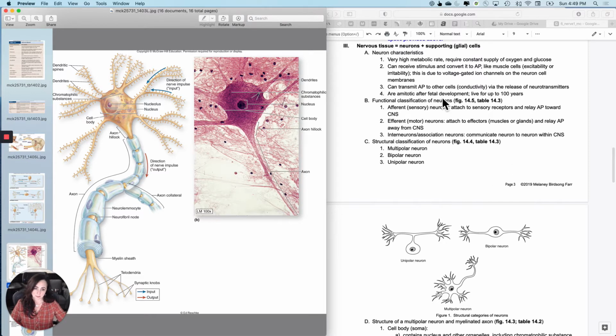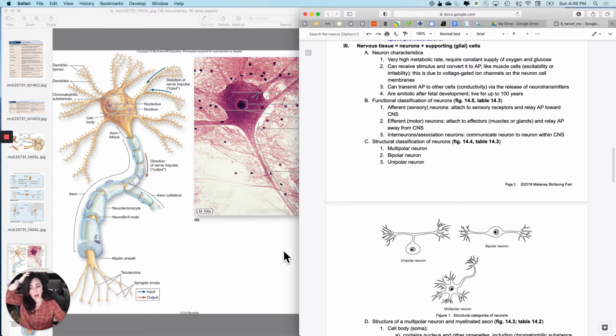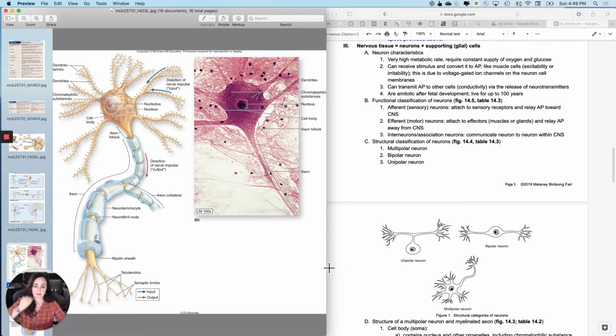The other thing, most neurons, I can't say all of them. We used to say all, and of course what happens in biology when you say all finds an exception. So most neurons are amitotic after fetal development. So that means they have to live as long as you do, right? So 100 years, more than 100 years. I don't know how old the oldest person was, 120, something like that. So they have to live the entire time that you live. Now, they did find a few in the brain that are actually mitotic, but for all practical purposes, assume that your neurons are amitotic.